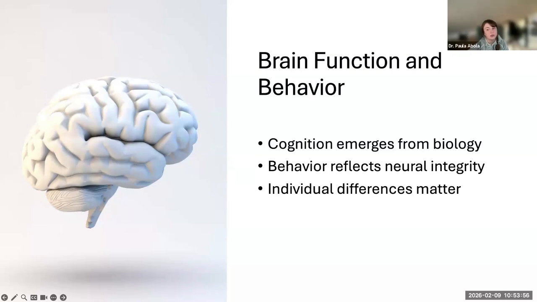So individuals with similar brain injuries or neurological conditions can actually show very different cognitive and behavioral outcomes, shaped by factors such as development, experience, environment, and also neuroplasticity. So if you see two patients with Parkinson's disease at the same stage, they will not present the same way. So they will have very different symptoms and very different outcomes.